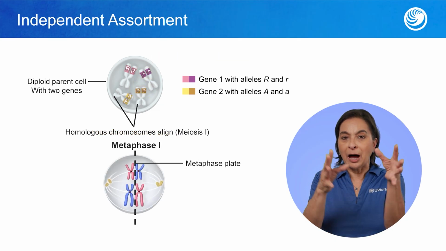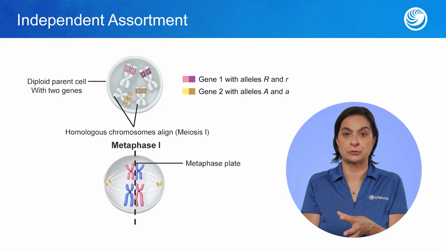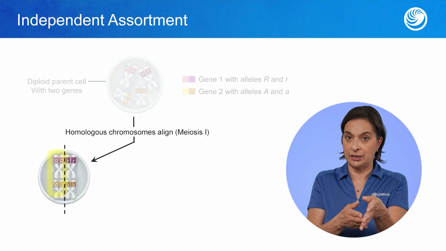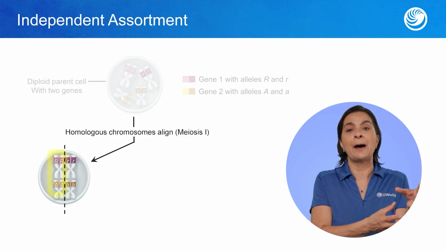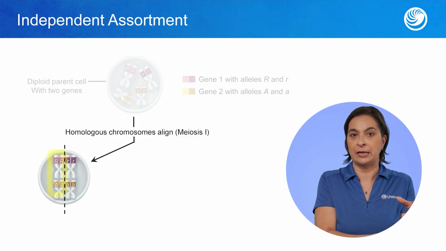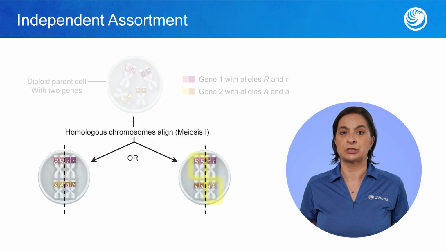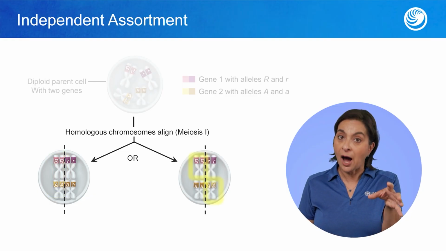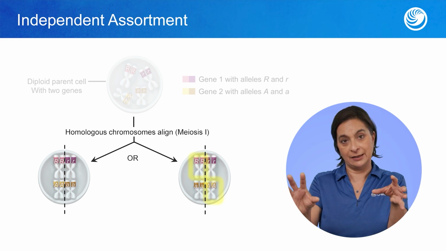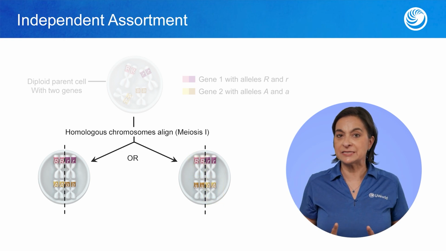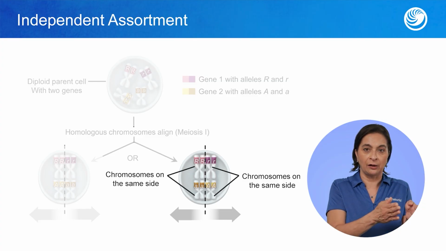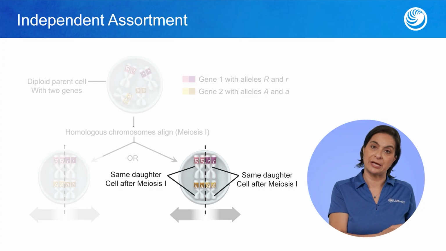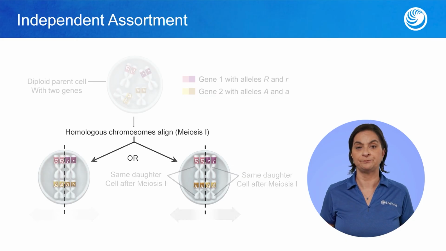Homologous chromosomes align on the metaphase plate during meiosis 1, either in this combination where both dominant alleles, big R and big A, both happen to be on the same side of the metaphase plate, or in this combination where big R is on the opposite side of the metaphase plate as big A. The relative alignment is important because when homologous chromosomes separate during anaphase 1, chromosomes on the same side of the cell will end up in the same daughter cell after the first meiotic cell division.